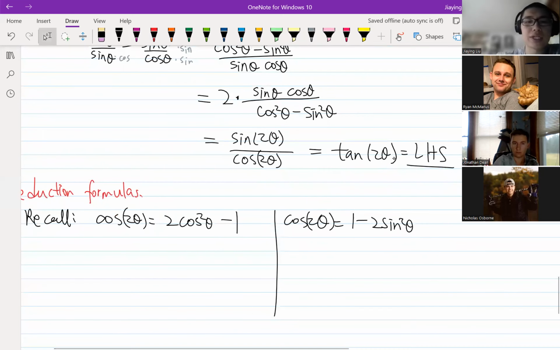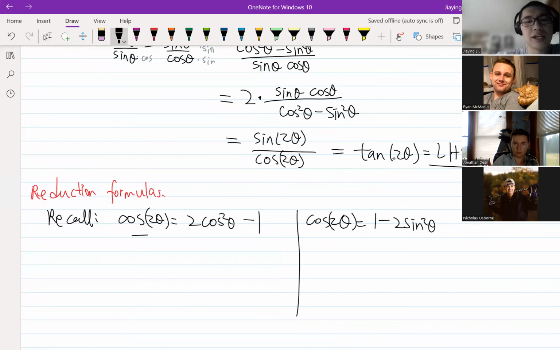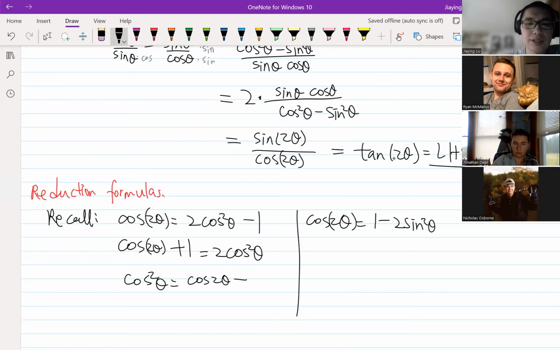And from here, we can solve for cosine squared and solve for sine squared separately. So on the left, if I solve for cosine squared, I get cosine 2 theta plus 1 divided by 2, and I'm going to take 2 steps. So that's equal to 2 cosine squared theta divided by 2. So I get cosine squared theta equals cosine 2 theta plus 1 divided by 2.